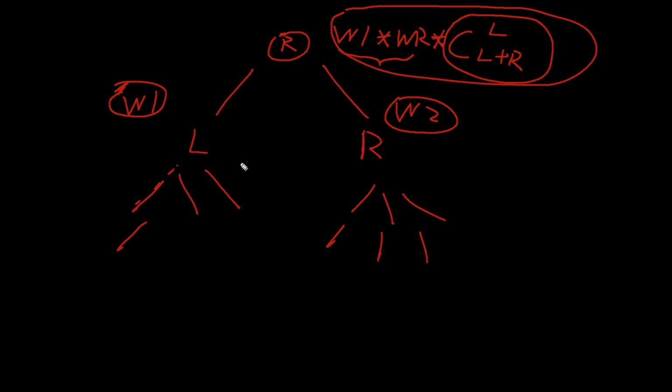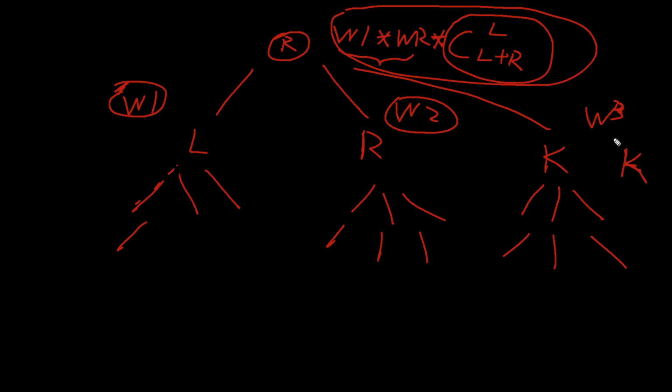And yeah, how about that? Now we have a more complicated scenario. What if this root has, instead of just L and R, another one: L, R, and K? What if we have another subtree here? This one also has some subtree. Now this one has a W3, and this one has K sub nodes here. How can we calculate this scenario?